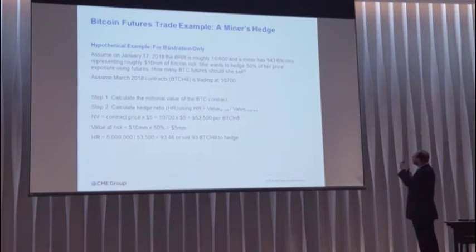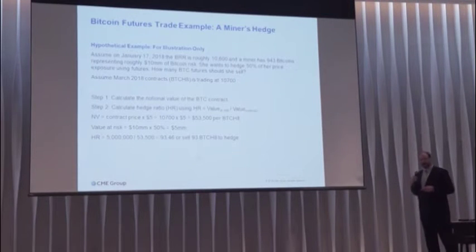So let's just assume on January 17th, a week or so ago, that the BRR reference rate is roughly at 10,600 as a price point. And that as a miner of Bitcoin, I currently own 943 of these lovely little Bitcoins. I've got roughly $10 million of underlying Bitcoin risk.